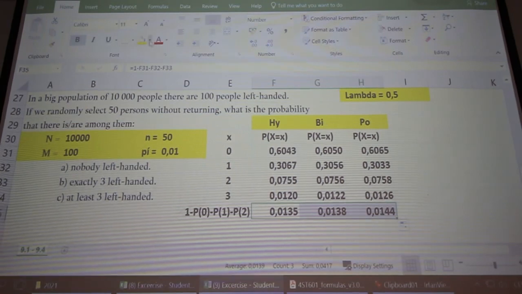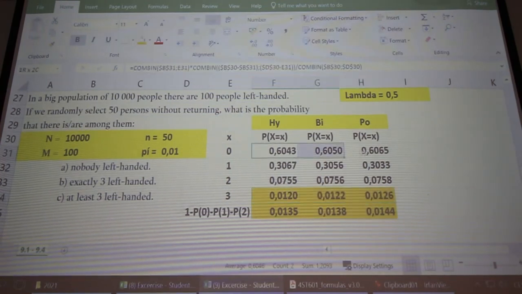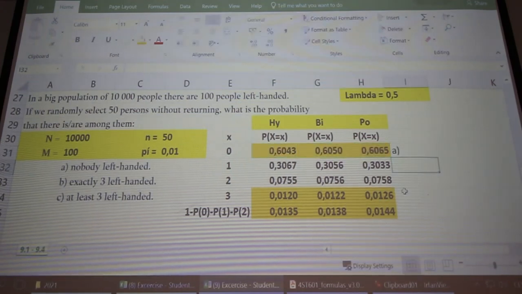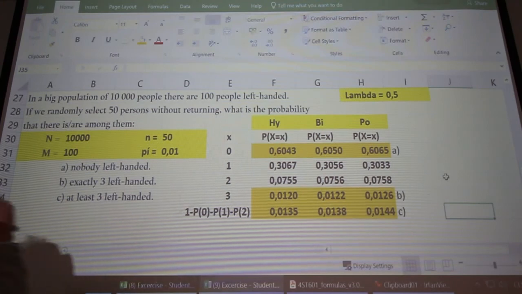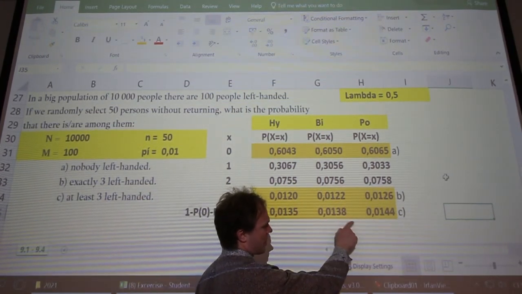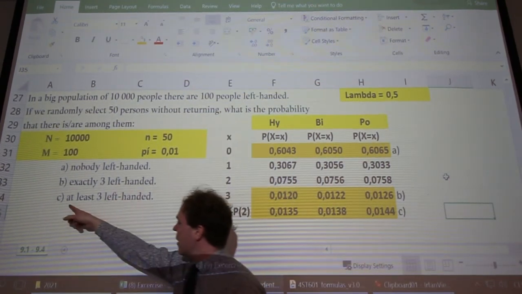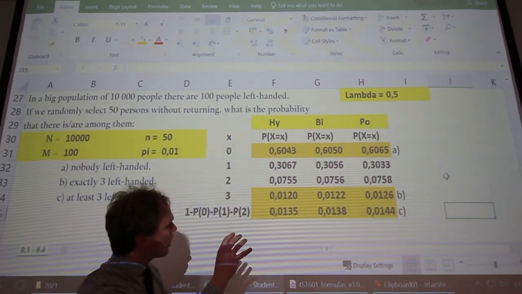So I will use, for example, orange, and orange. And you can see that there is A, there is B, and there is C: 1.35%, 1.38%, 1.44%, which is the response for at least 3 left-handed persons in your selection.